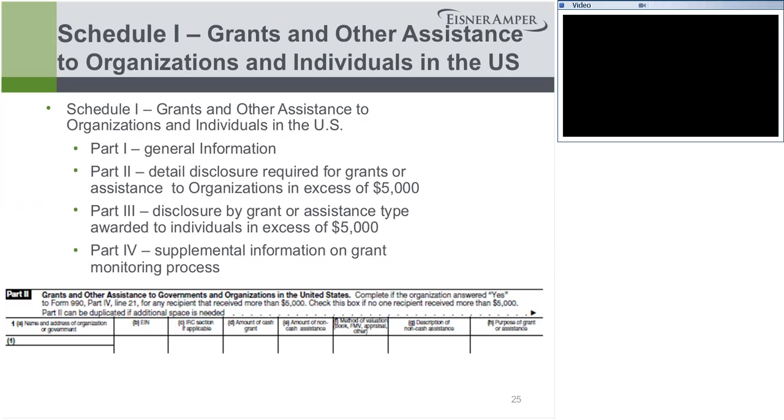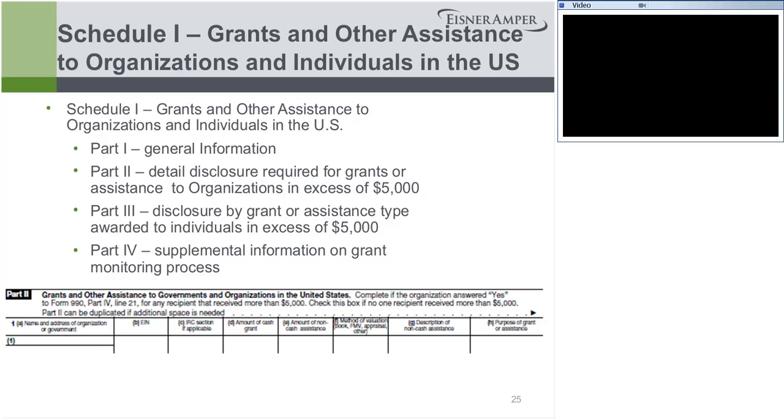So for every amount that you gave away greater than $5,000, remember there's a threshold. They could have given away a lot more grants under $5,000 that you won't see here. But for every single one that you gave away domestically over $5,000, you have to list the name of the organization, their mailing address, their EIN number, how they're structured. Are they 501(c)(3), (c)(4), (c)(6), et cetera? You have to list the amount that you've given them, whether it's cash or non-cash, and then the purpose that you gave it to them for. Okay, so it's a lot of information.